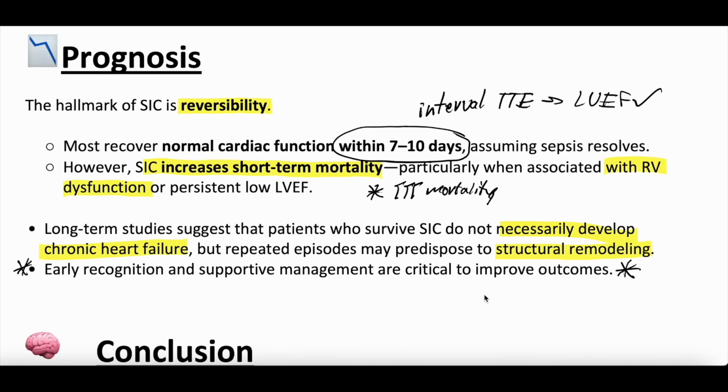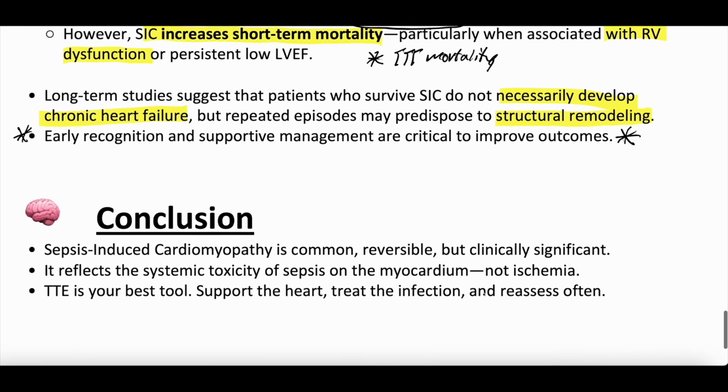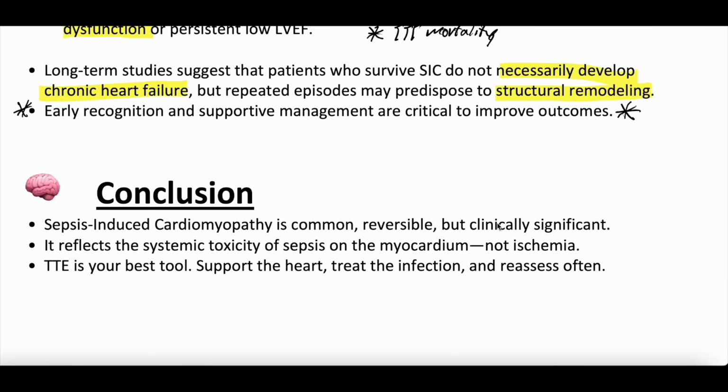So, in conclusion, sepsis-induced cardiomyopathy is common, it's reversible, but it is clinically significant, and it does increase mortality, and it is incredibly hard to manage. It reflects systemic toxicity to the myocardium. This is not thrombotic ischemia. This is not coronary occlusion. This is systemic global hypoperfusion and direct injury to those myocardial cells.